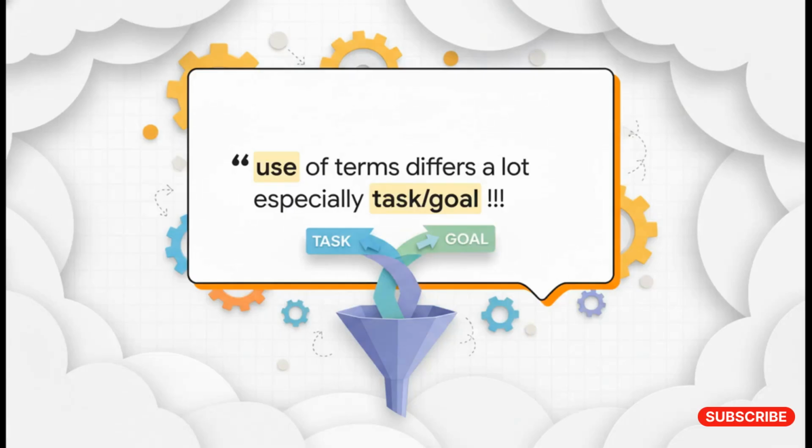Now, here's a kind of funny little reality in the design world. If you dig into interaction documentation, you'll often see notes stating that the use of terms differs a lot, especially task versus goal, sometimes complete with those 3 panicked exclamation points. It really goes to show that even the experts who study this stuff struggle to agree perfectly on the jargon. But keeping our funnel in mind helps keep it all straight.